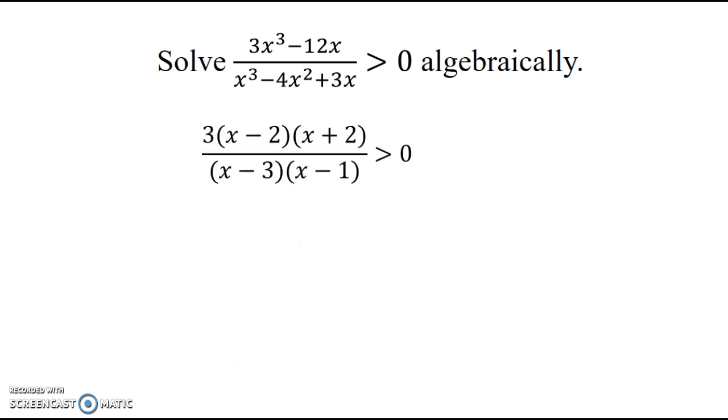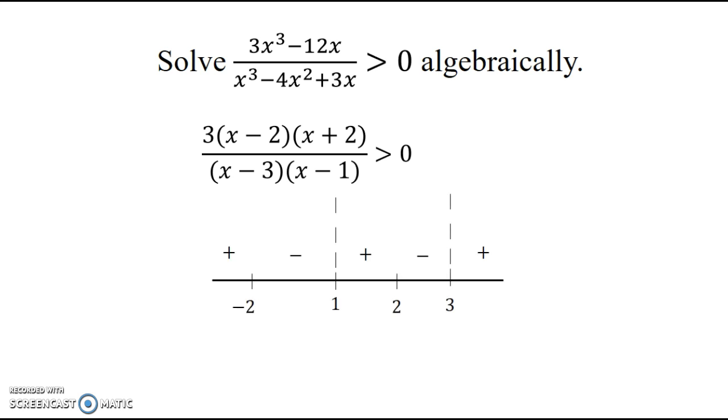So, picking right up where we left off, from here I can create a sign diagram. I'm going to need to figure out where my asymptotes are going to be. Well, that's going to be when x is 3 and x is 1. And I also need to figure out my roots. Well, that's going to be wherever I would have the numerator equal to 0. So that's going to be at 2 and at negative 2.